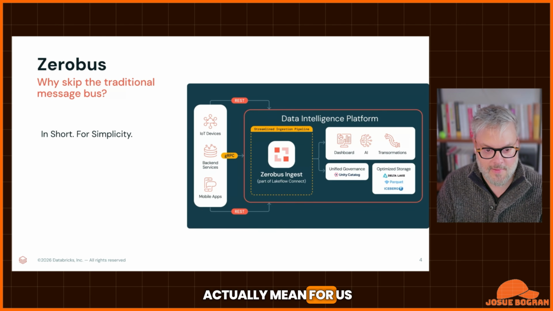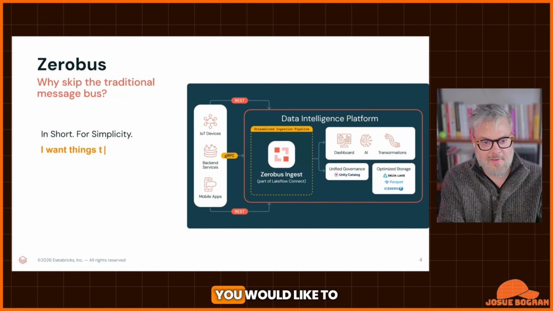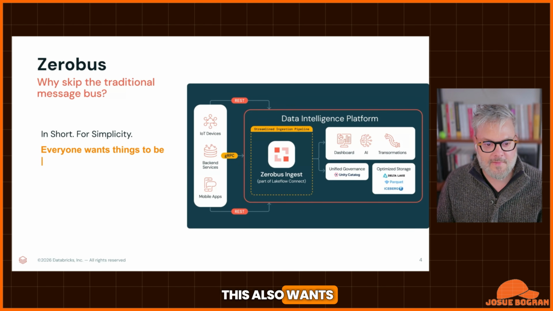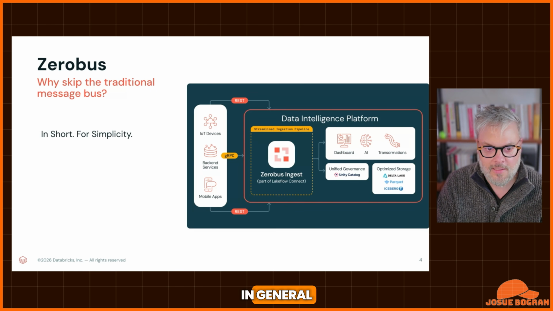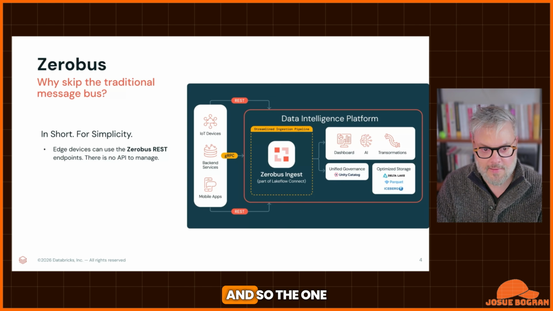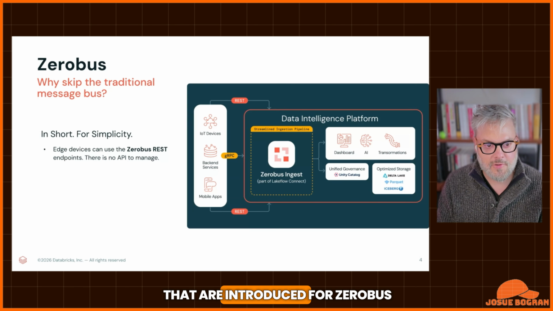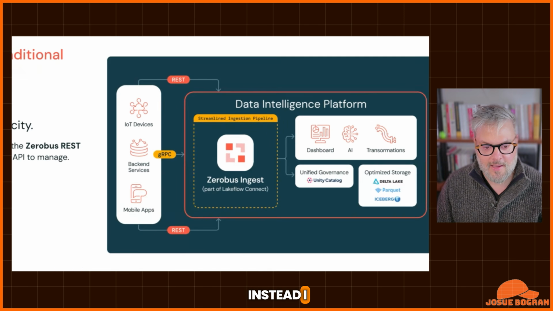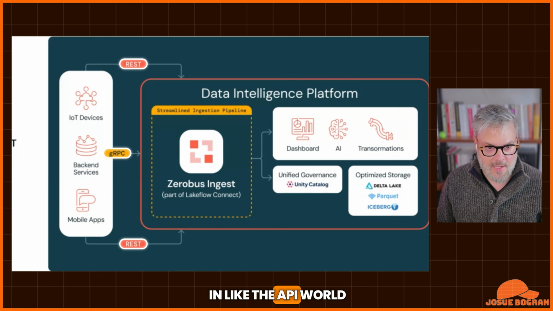So we skip the bus. What does that actually mean for us? In short, it's simplicity. I want things to be easy. You would like things to be easy on your end as well. Everybody who's probably watching this also wants things to be easier. It really goes back to why we do serverless in general, because there are fewer things to think about. The one thing I find interesting is that, rather than introducing complex protocols, a new format, or a new standard for people to think about, I go back to traditional REST or traditional gRPC, which were really big in the API world.